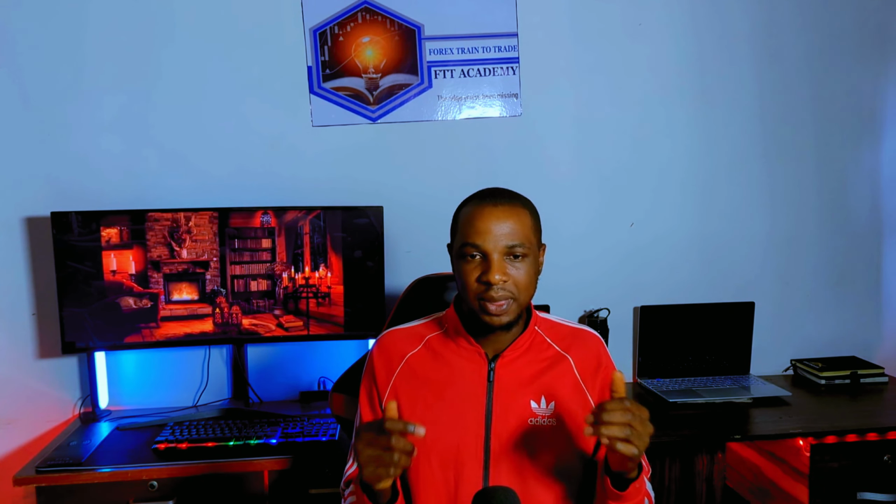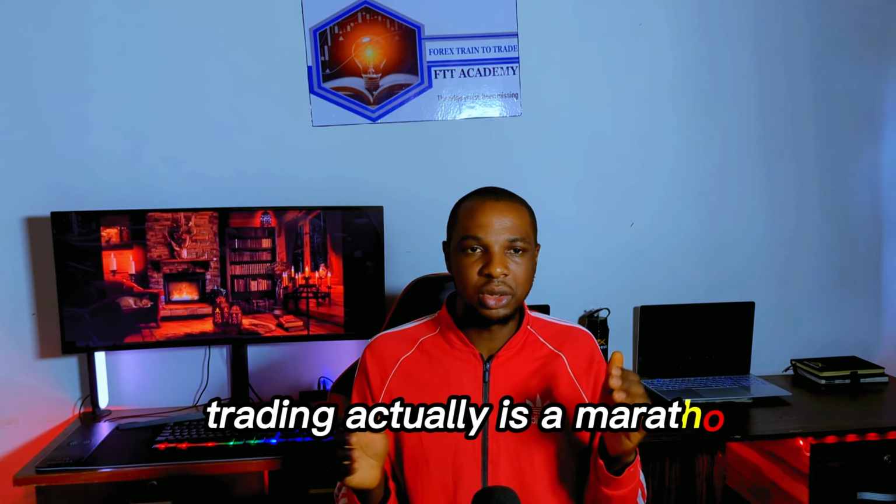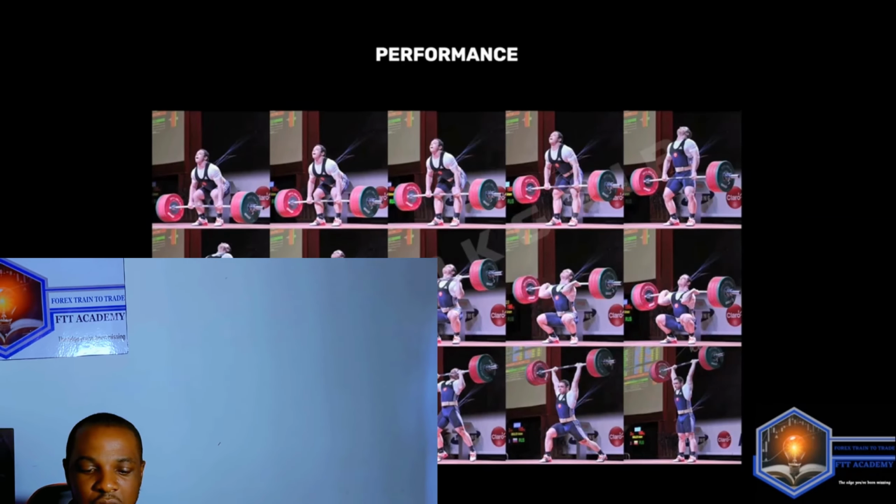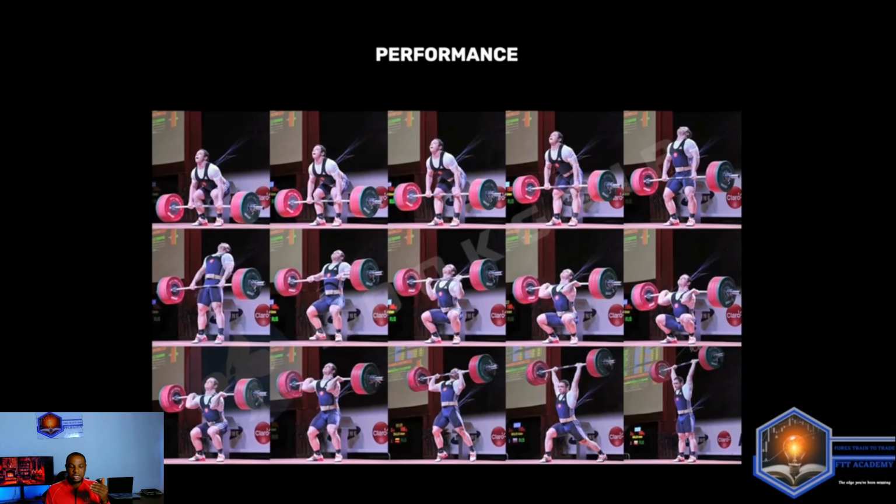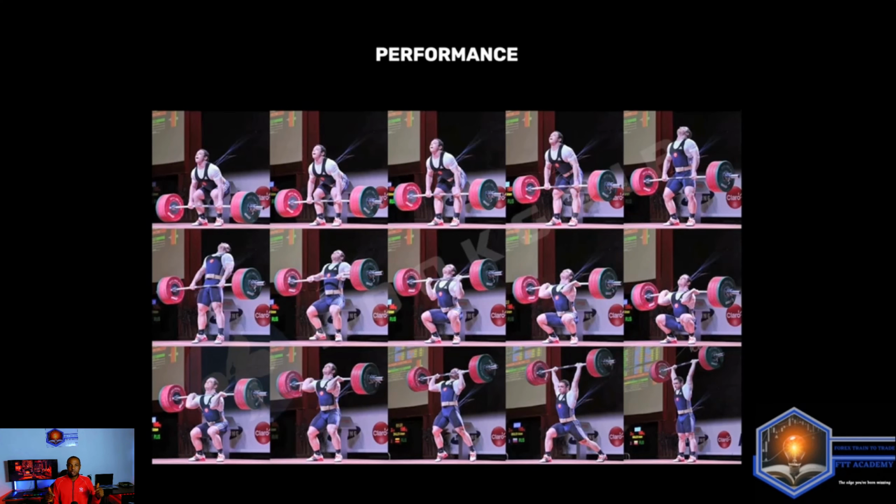This is going to help you master this, because trading is something you have to approach gradually. Trading is a marathon and not a sprint. It's not something you rush. It is something you grow into gradually, because some people will come into trading thinking their performance is going to be like somebody going to the gym for the first time, picking up the iron and just jerking it up. That's not how it works in trading.